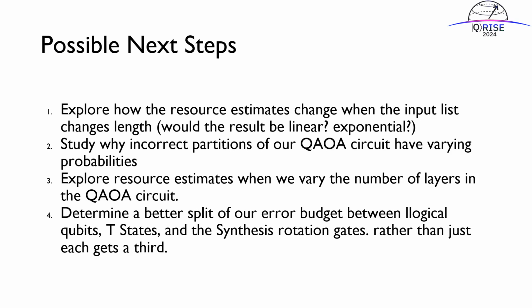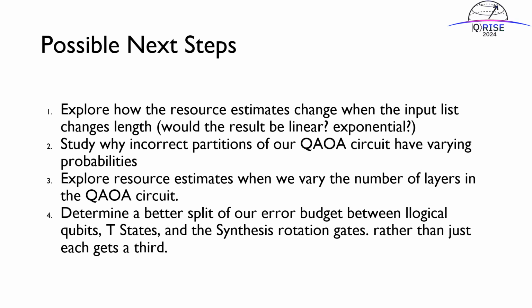Possible next steps of how you could improve this. We recommend, if you have time, and if we had time, the next steps that we would do would be to explore how the resource estimates change when the input list changes length. Would it be linear, exponential? For instance, if our list expanded from 3 numbers to 100 numbers, how would that change our output?